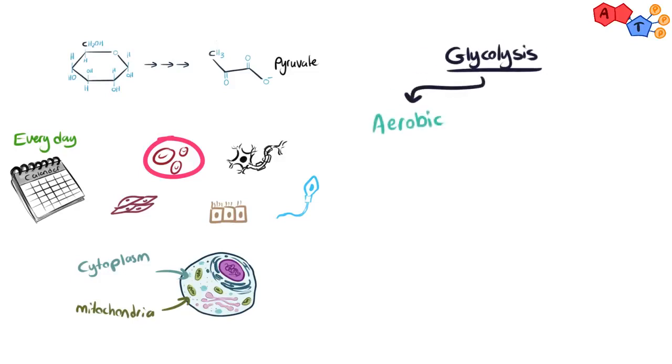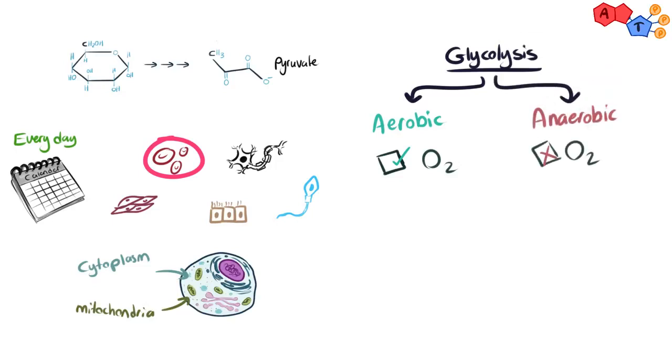Glycolysis can be aerobic, requiring oxygen to follow up with the next stages of cellular respiration, or anaerobic, occurring without the participation of oxygen. Anaerobic glycolysis happens in cells that lack mitochondria and in oxygen-deprived cells.